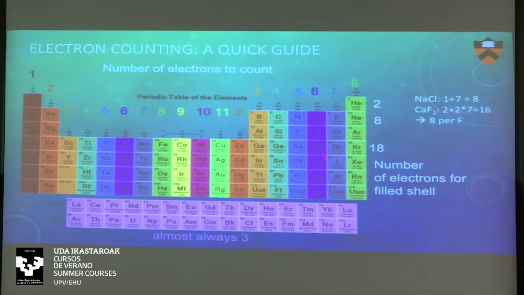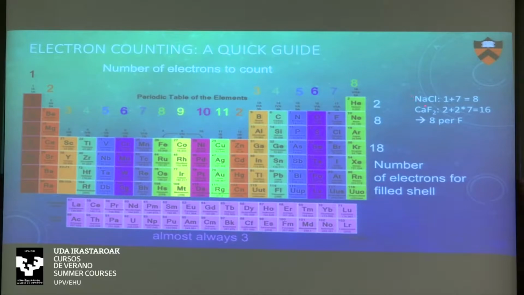The periodic table tells us how to count electrons, and I put the numbers in color above each column, showing how many electrons you should count for each element. And you can just take this, and then you take any compound and add up the numbers of electrons.